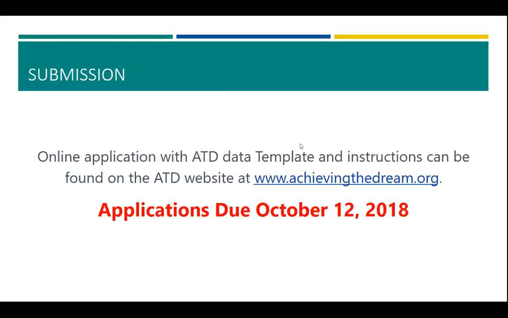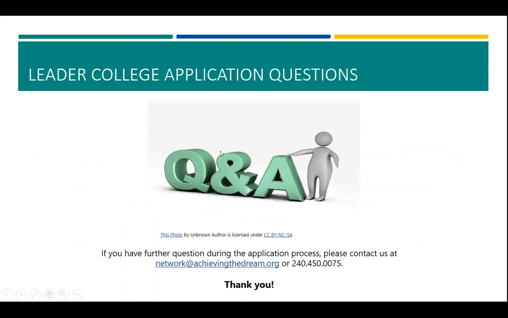And as Elaine mentioned, the applications are due October the 12th. So please mark that on your calendars. And with that, we will now take questions that you may have. Remember, I think you all have already found the Q&A box or the chat box. Please put in your questions. And if we cannot answer it now, we will follow back up with questions. This webinar will be posted. And you can also send questions to network at achievingthedream.org. We will be monitoring that to make sure that you have what you need to be able to do this work.